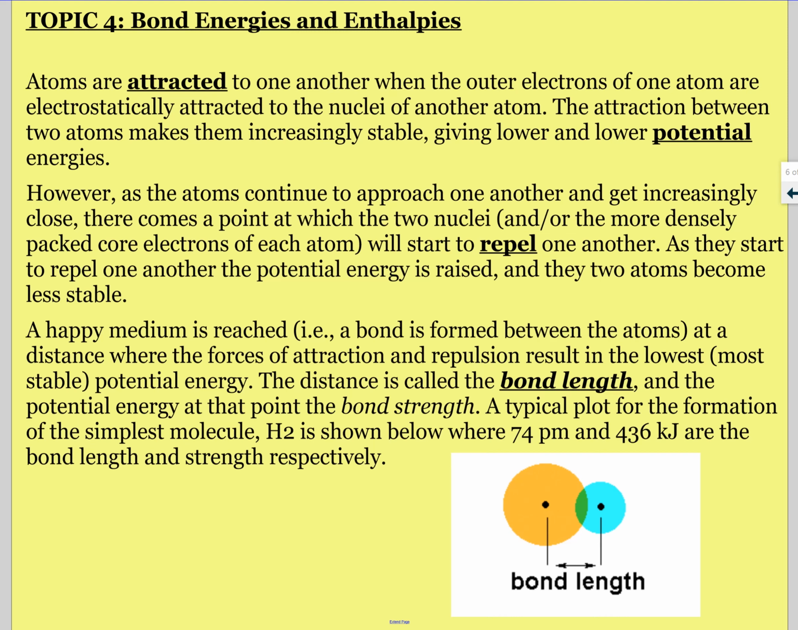For bond energies and enthalpies. Atoms are attracted to one another when the outer electrons of one atom are electrostatically attracted to the nuclei of the other atom. Coulomb's force. Opposites attract, negative to positive. The attraction between the two atoms makes them increasingly stable, giving them a lower potential energy. This is why things bond: to lower the potential energy, which makes them more stable.